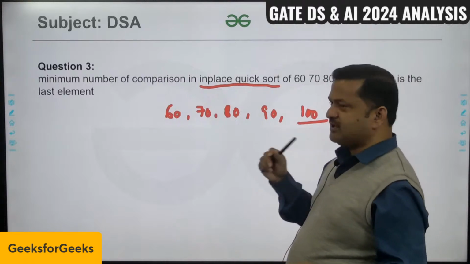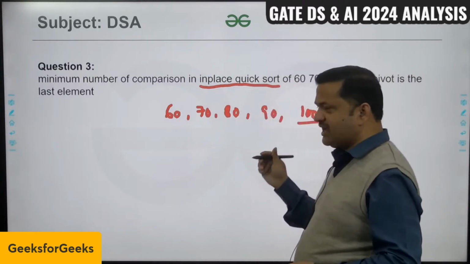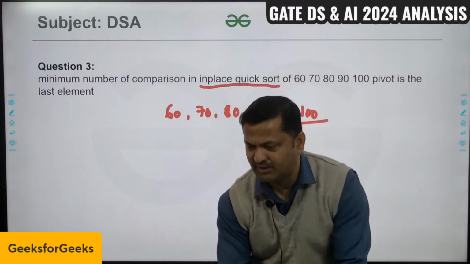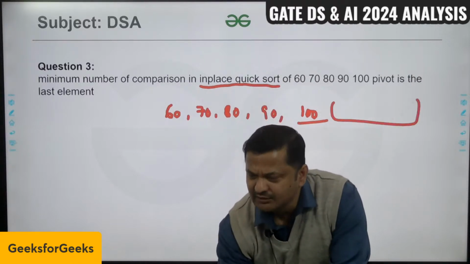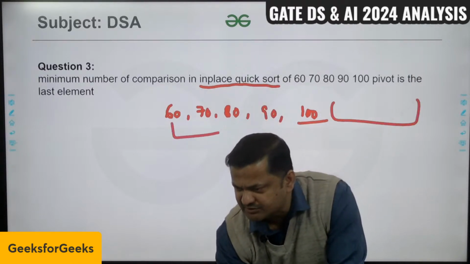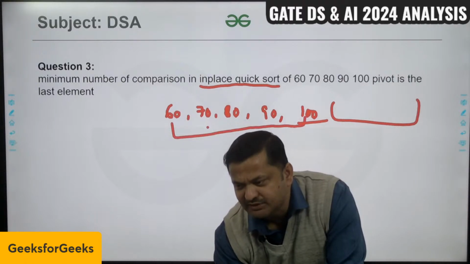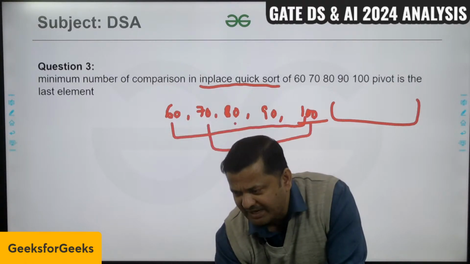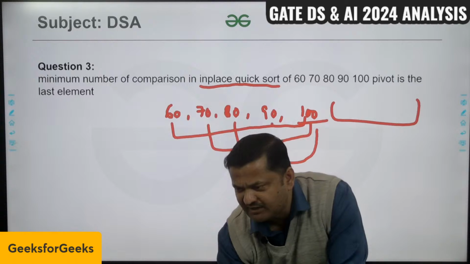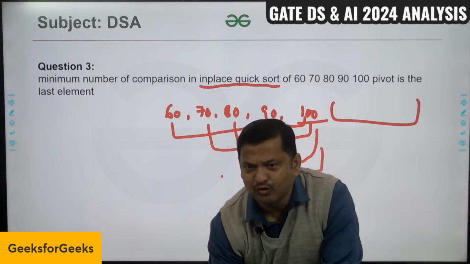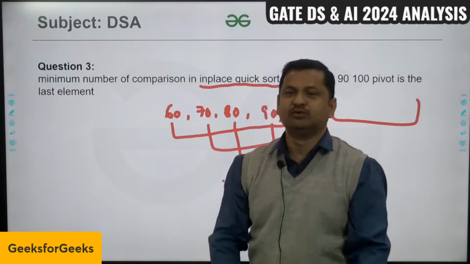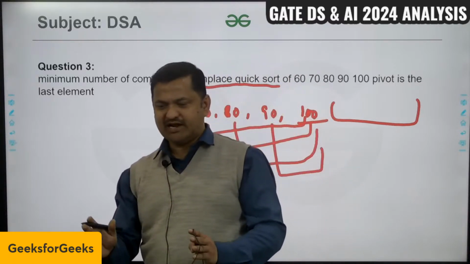Okay, so in this particular case, if we compare each and every element with the pivot element starting from the left one, because there is no right element after this, we'll start comparing. So 60 is compared with 100, then 70 is compared with 100, 80 is compared with 100, 90 is compared with 100.